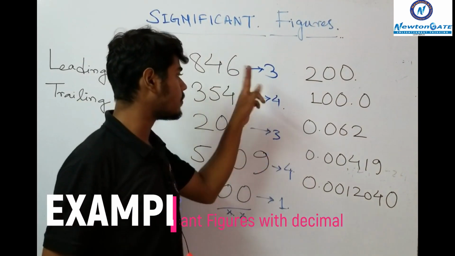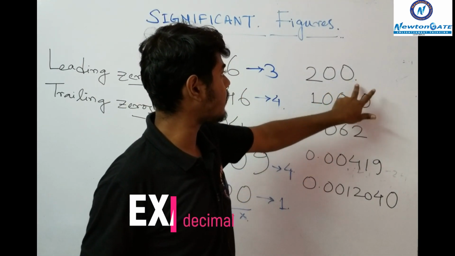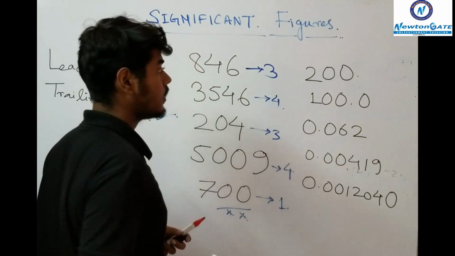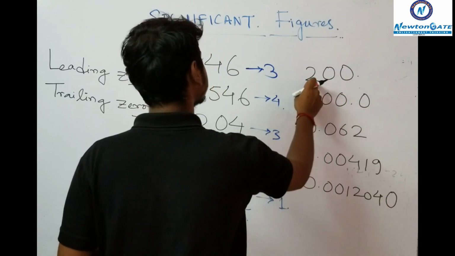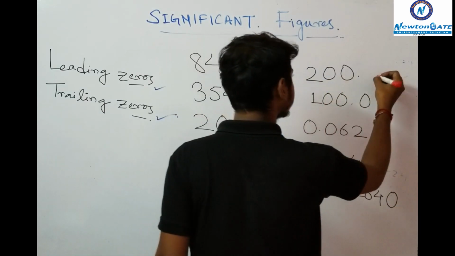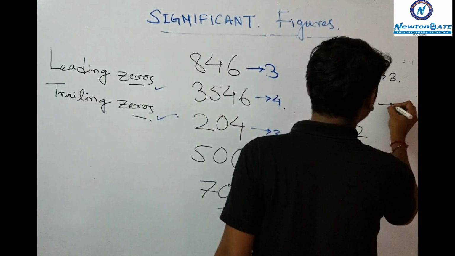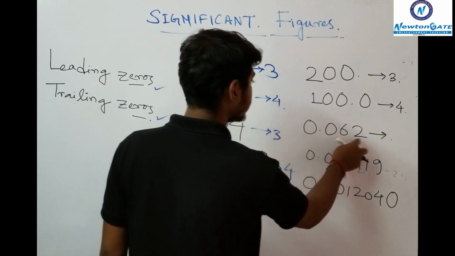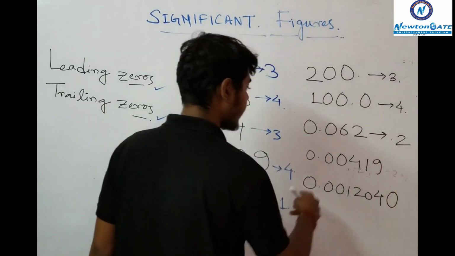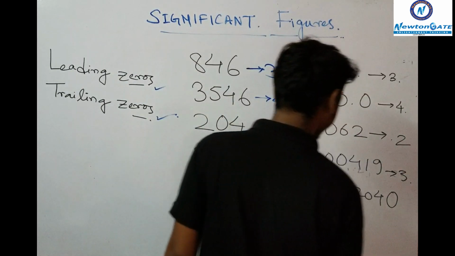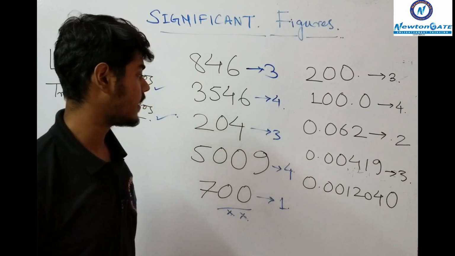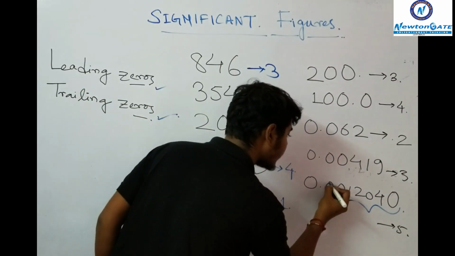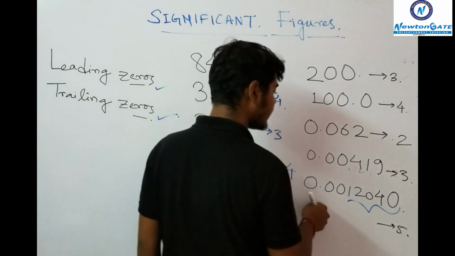Now come to the second set of examples. Here also there is a decimal point. Can you see it? Whenever a decimal point is involved, the trailing zeros are included within the significant figures. Here it will be 1, 2, 3, right? Here the leading zeros will not be taken, so it is 2. Here it is 3. Here it is 5. So even if there is a decimal point involved, we will not take leading zeros until there is a non-zero digit.